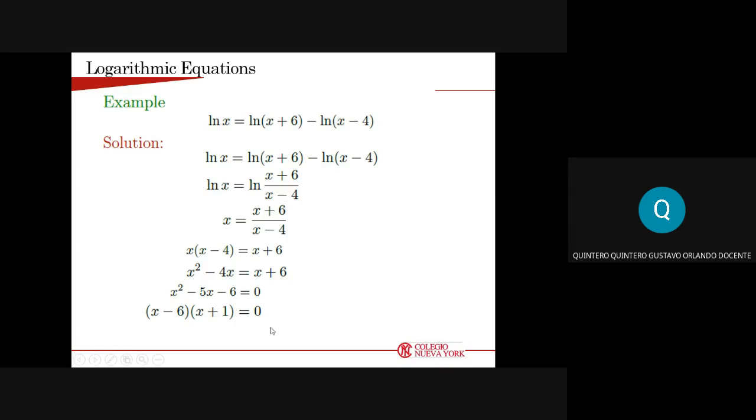There it is. -6 plus 1 gives me -5. And -6 times 1 gives me -6. So this is a good factorization. And from here, we can find the values. Now, one is going to have to be 6, right, from here. And the other one has to be -1. So there it is, guys.